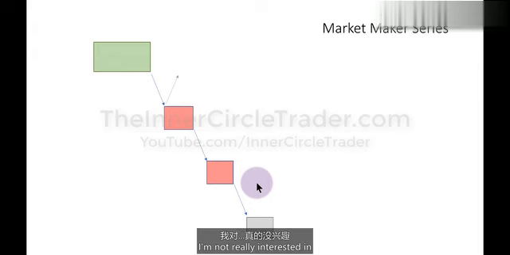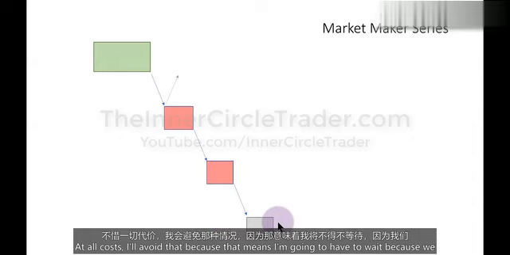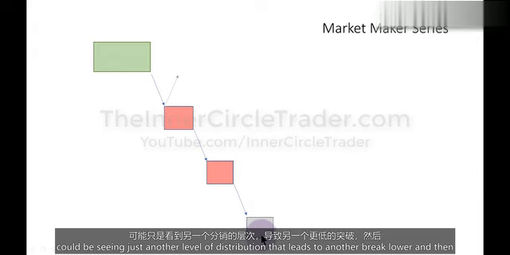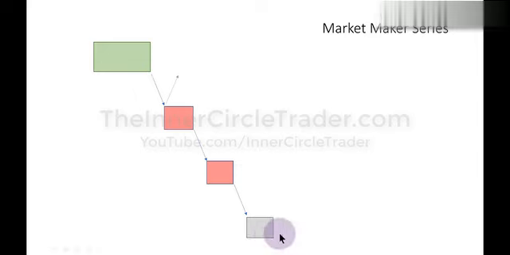I'm not really interested in a market that will give me a dull, flat, blunt-ended low. I will avoid that. At all costs, I'll avoid that. Because that means I'm going to have to wait, because we could be seeing just another level of distribution that leads to another break lower. And then I'll revisit the analysis at a later time.